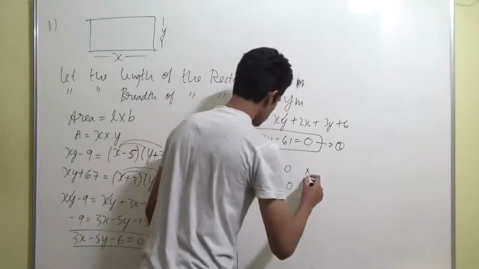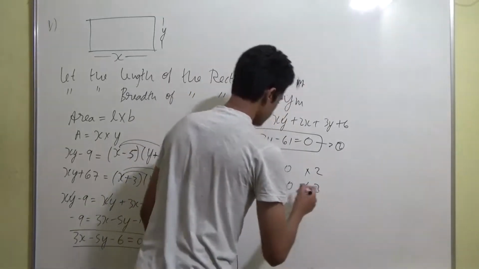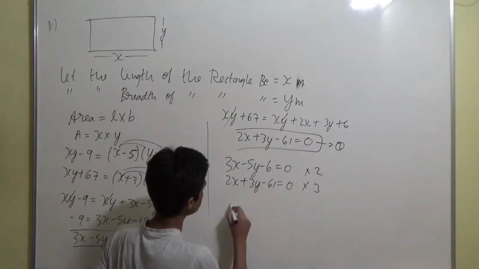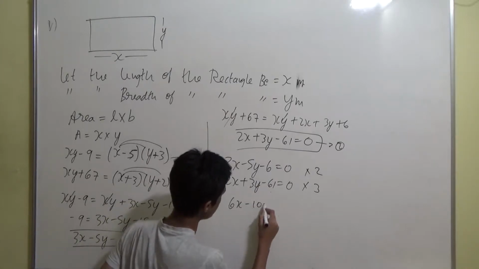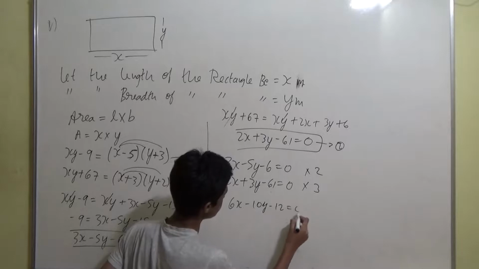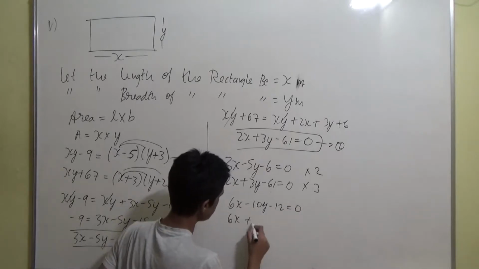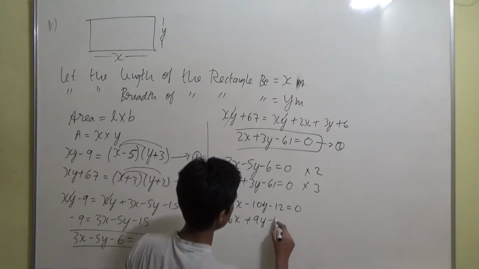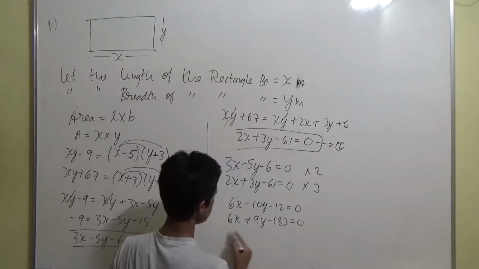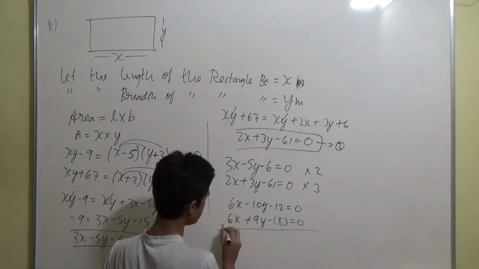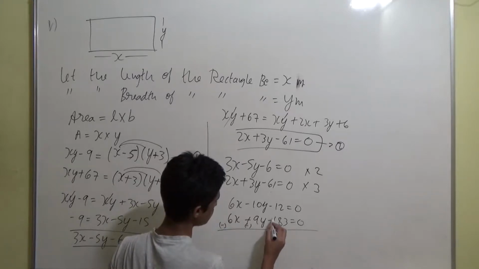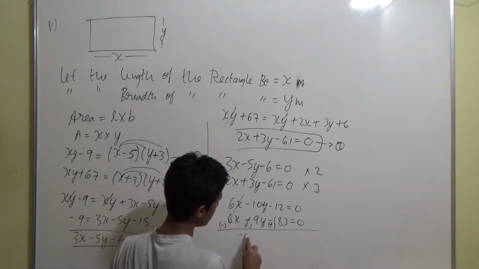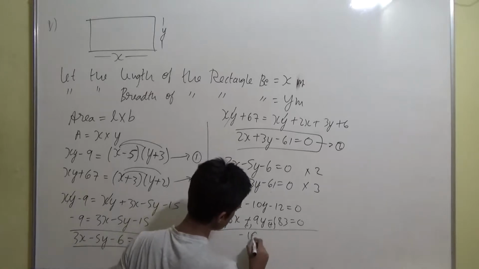So I'll multiply this by 2 and this one by 3 and then write the new equation here. It will be 6x minus 10y minus 12 equal to 0. Here it is 6x plus 9y, and 61 into 3 is 183, minus 183 equal to 0. Now we will do the elimination, that is plus becomes minus, minus becomes plus. So this will get cancelled. This will become minus 19y.